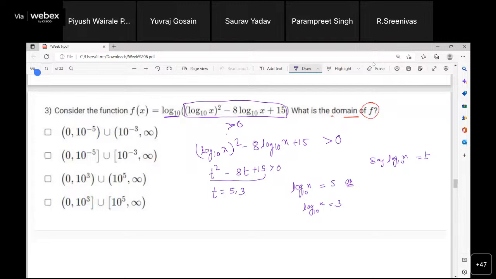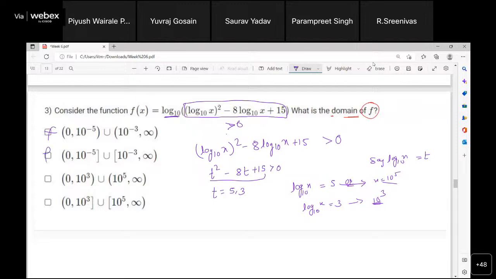So what is the value of x for this? Because 10 will go to this side, it will be x equals 10 to the power 5 and 10 to the power 3. But this is greater than 0, right? So 10 to the power 3 and 10 to the power 5, for this the expression will be equal to 0. Then x should not be in between these two values, right? Now tell me which will be the correct option.